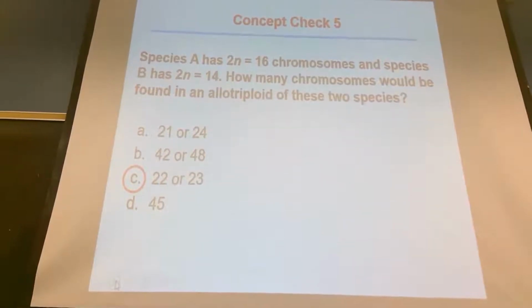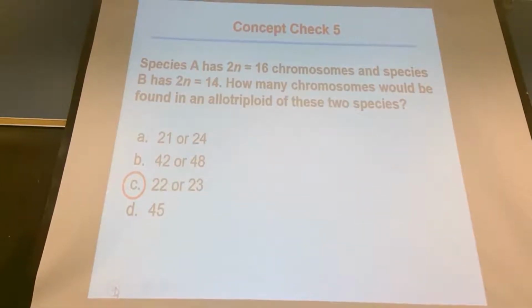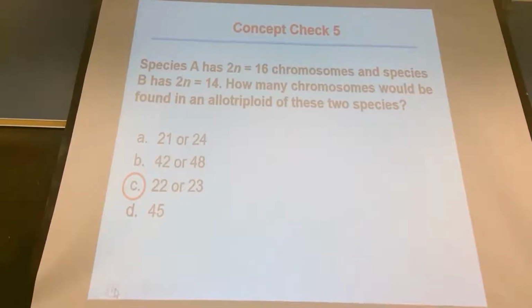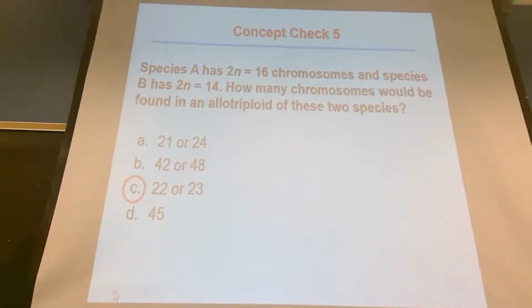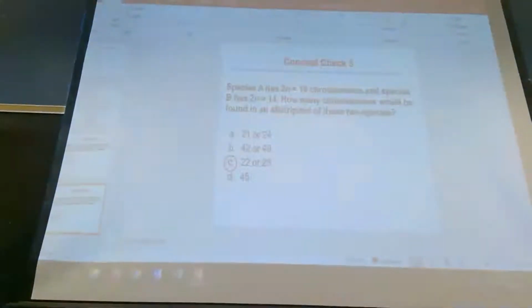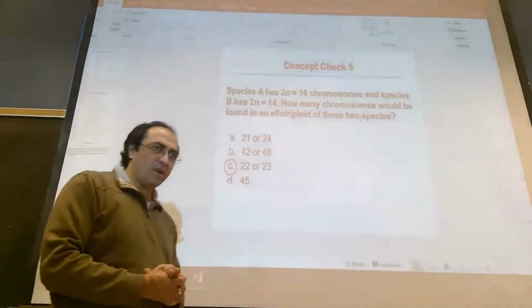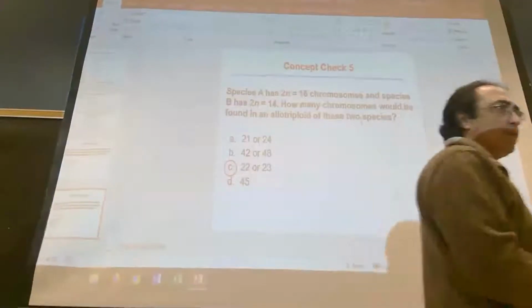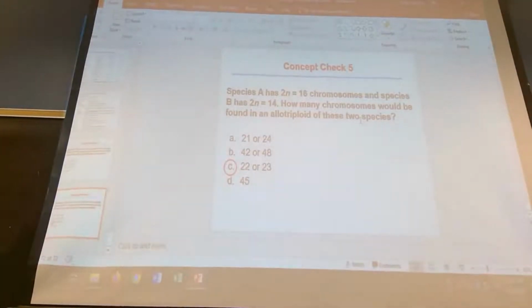So allotriploid means one in full set, another in half set. So 14 plus 8, that is one, or 16 plus 7, another one. So this is all about chromosomal variation. So there are two things: structural and numerical.